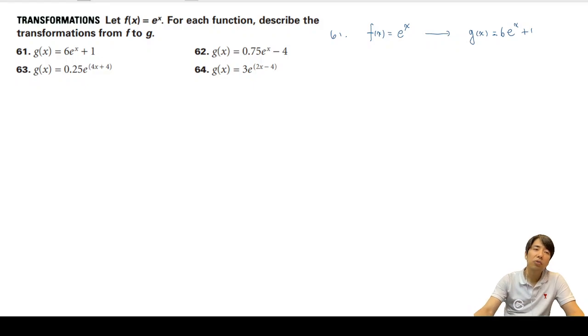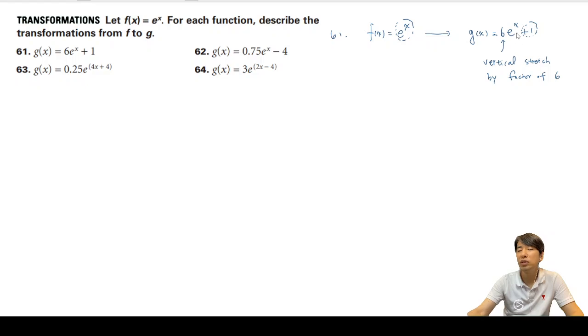And I always keep saying, okay, this number 6 that is multiplied on the original function represents the vertical, what? In this case, this number is greater than 1. This represents vertical stretch. Okay? By factor of what? Factor of 6. And then this plus 1, plus or minus, always represents translation. In this case, this is vertical translation, or shift upward. Shift up by 1 unit.